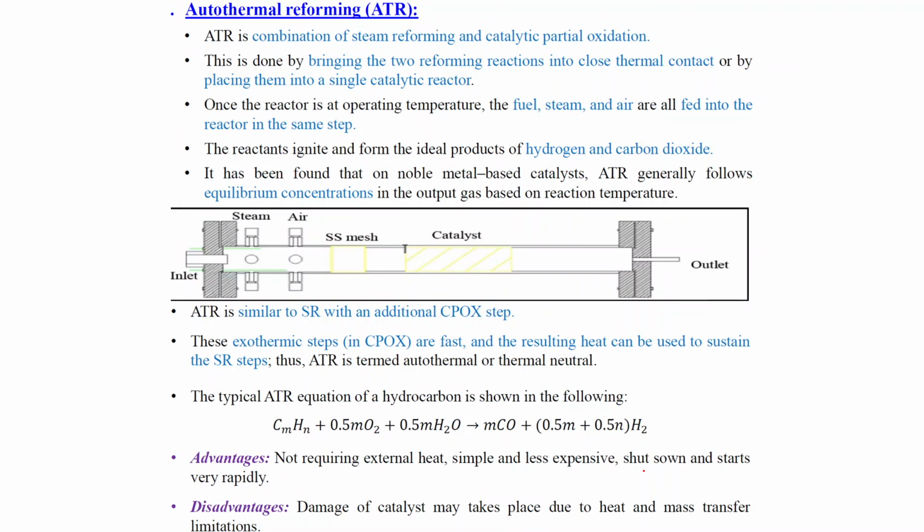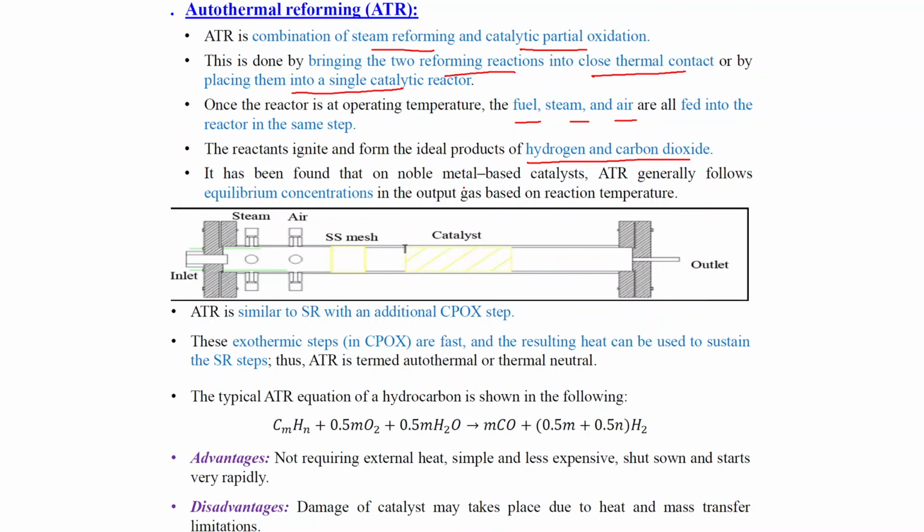Then coming to autothermal reforming. Autothermal reforming is a combination of steam reforming and catalytic partial oxidation. It is done by bringing the two reforming reactions into close thermal contact or placing them in a single catalytic reactor. Once the reactor is at operating temperature, the fuel, steam, and air are all fed together in the same step, and the reactants ignite and form the ideal product. After that, the reaction takes place, and we get the product of hydrogen and carbon dioxide.